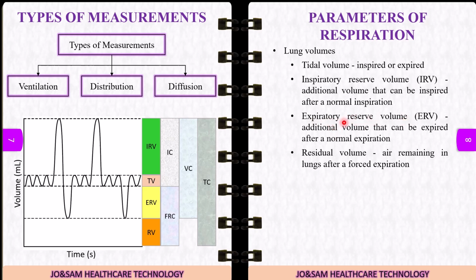The expiratory reserve volume is the additional volume that can be expired after a normal expiration. This is the normal expiratory end, and from this end, the amount you can expire forcefully is your ERV. Even if you forcefully expire, there will for sure be some amount of air remaining in the lungs. That is your residual volume, represented in orange color here.